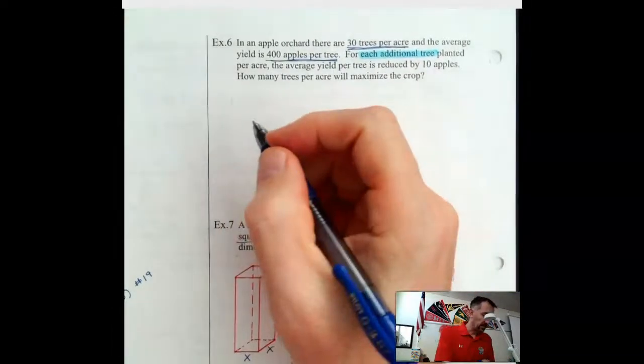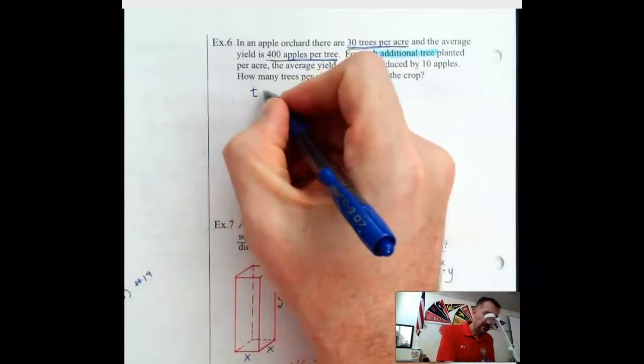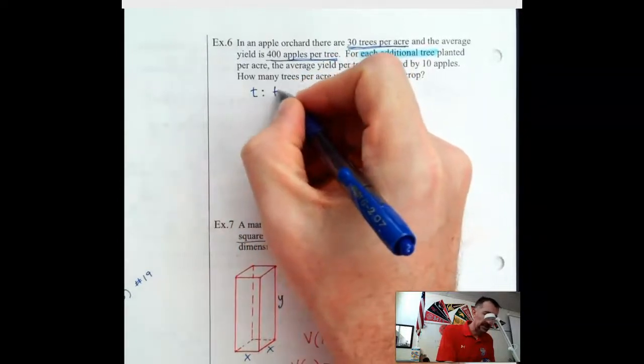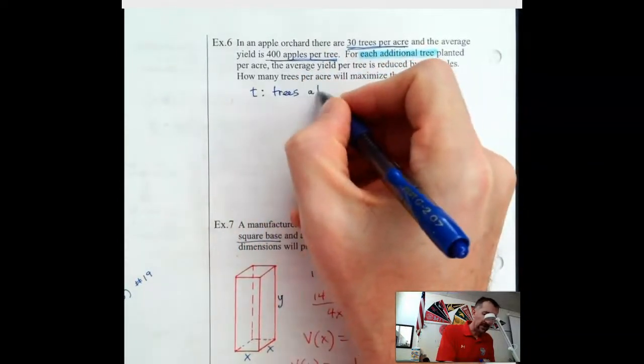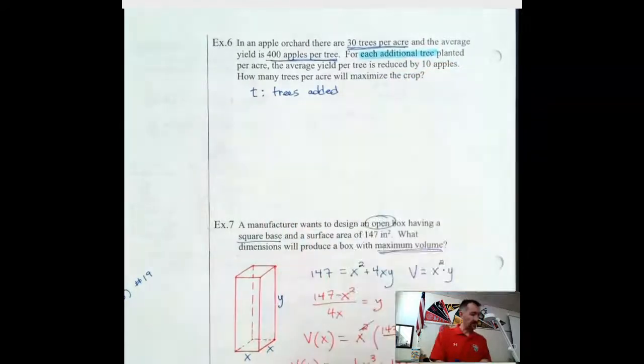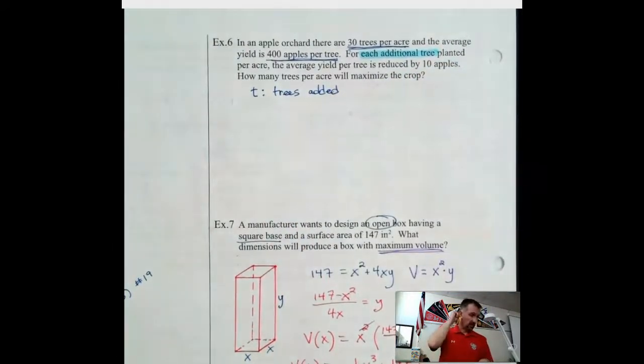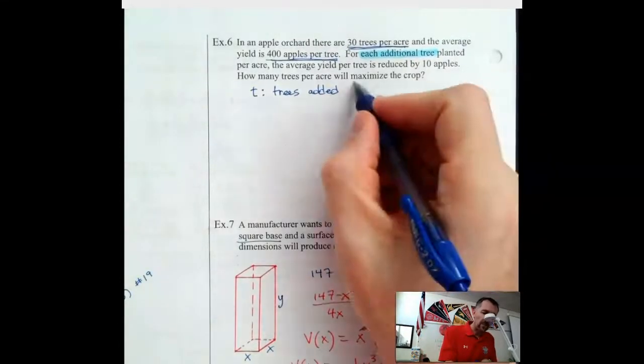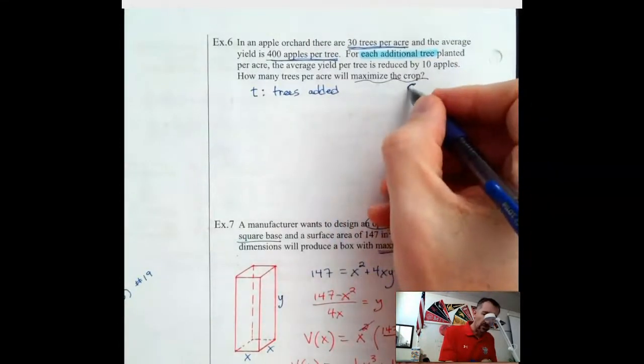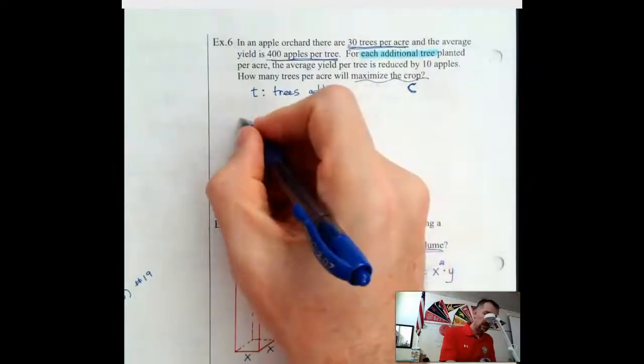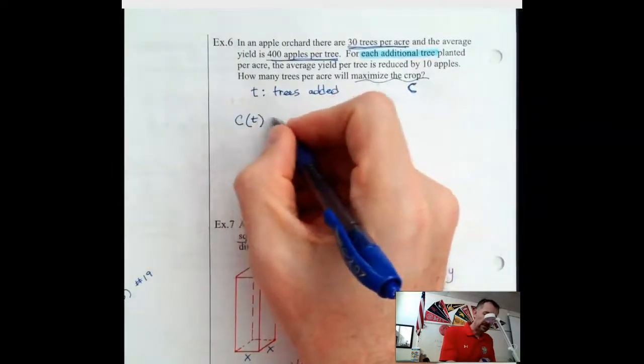Now I didn't really pause for you to think about that, but hopefully you're using the pause button. So T is going to be the trees added, the number of trees that we're going to add. Maximize the crop. So I'm going to use C for the crop. Okay, so we're going to have C of T.